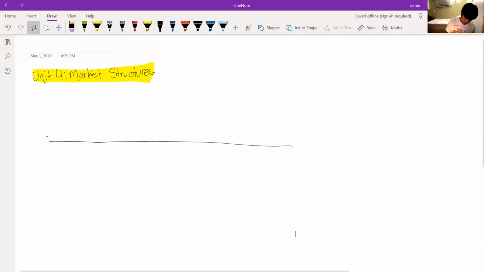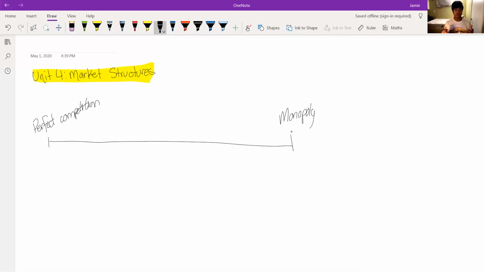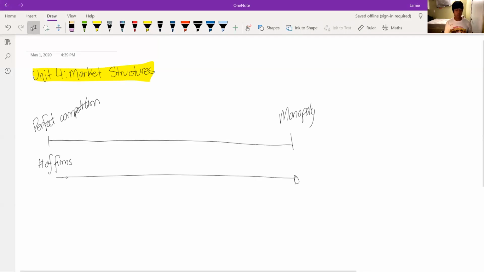On one end of this line, we're going to have perfect competition. And so this is the first one for today. We're going to cover everything, but this is the first one. And on the other end, it is monopolies. It goes in decreasing order. So as you decrease the number of firms, it starts to become more of a monopoly.